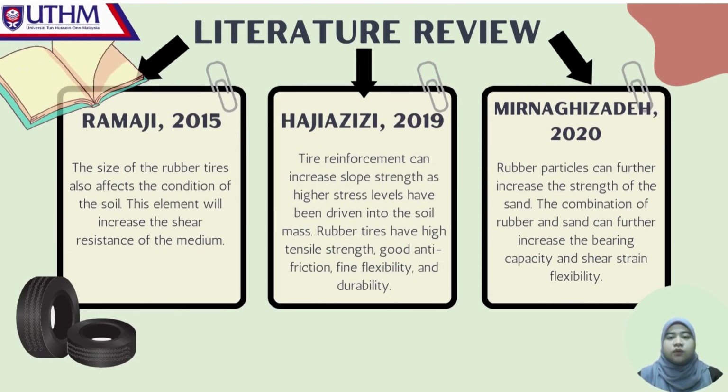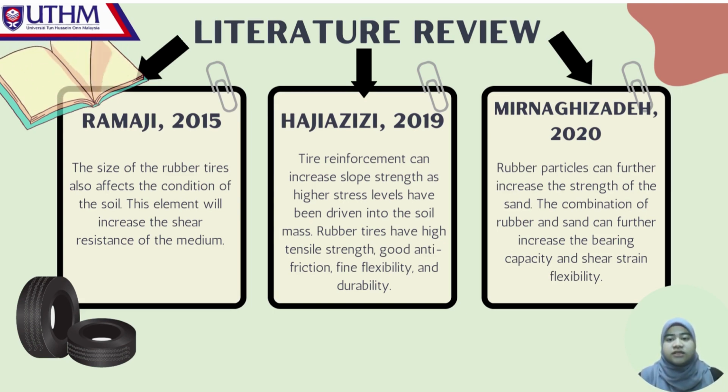Now I will continue with the literature review. One of the materials that can be used to reinforce the soil is cup tire rubber. According to a 2015 research by Ramiji, the size of the rubber tire also affects the condition of the soil. This element will increase the shear resistance of the medium. It will increase its stability and bearing capacity.